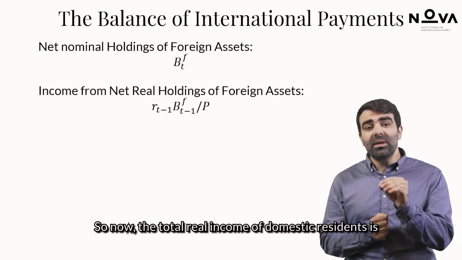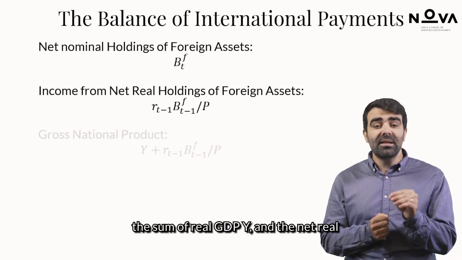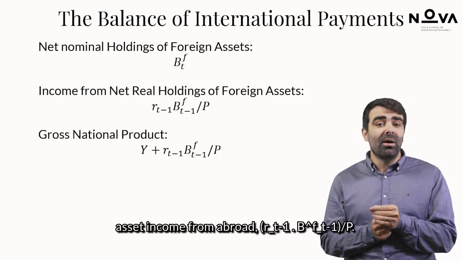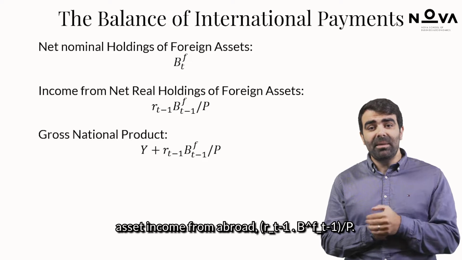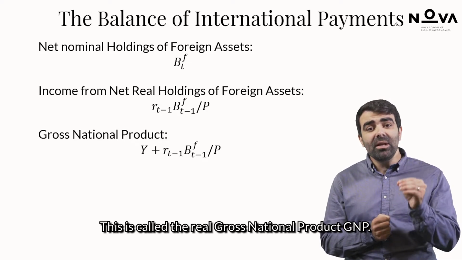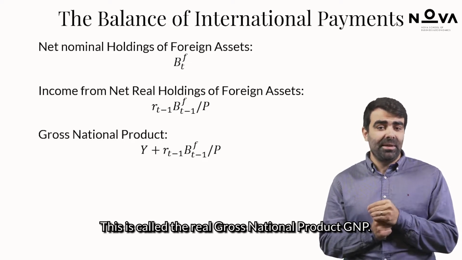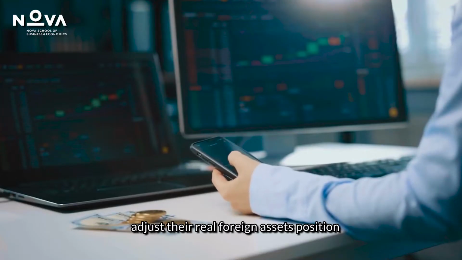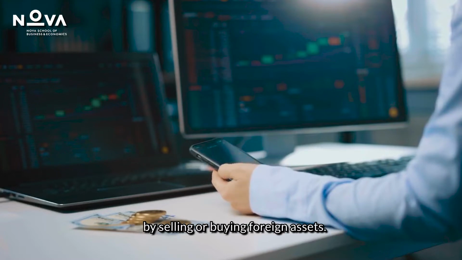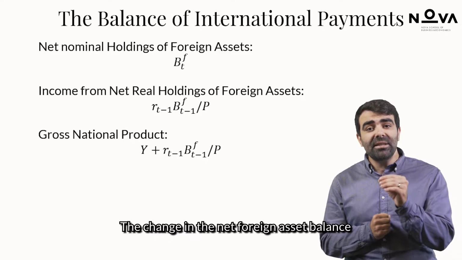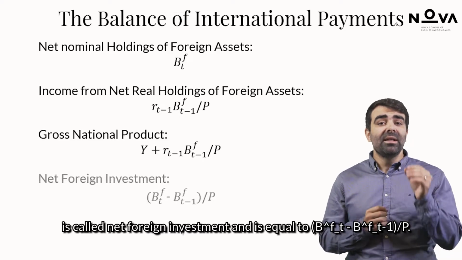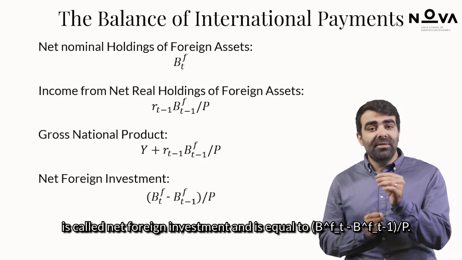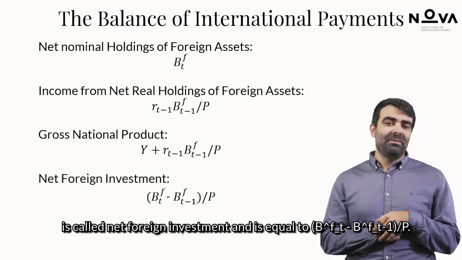So now the total real income of domestic residents is the sum of real GDP, Y, and the net real asset income from abroad, R times BF divided by P. This is called the real gross national product, GNP. Finally, every period, domestic residents can adjust their real foreign assets position by selling or buying foreign assets. The change in the net foreign asset balance is called net foreign investment and is equal to BF_t minus BF_{t-1}, all divided by P.